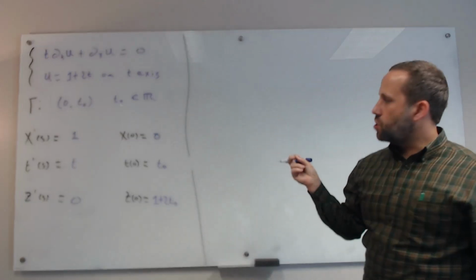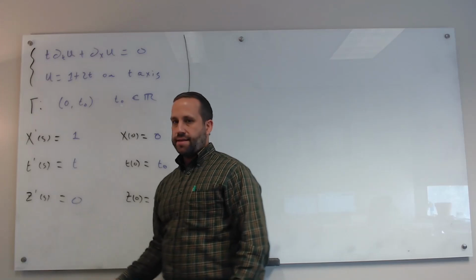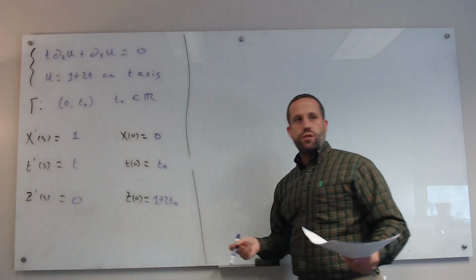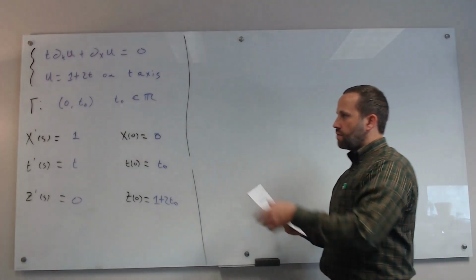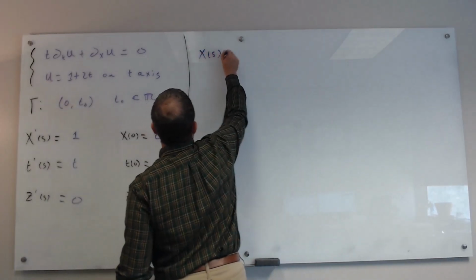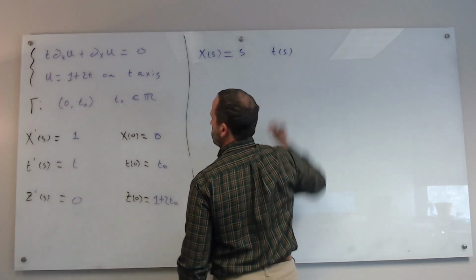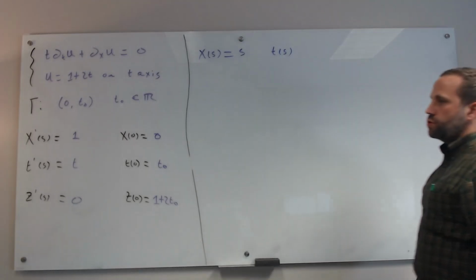Okay, again, we have a pretty simple system of equations. All of our systems so far have been decoupled, meaning we don't have x prime depending on t, or t prime depending on x. We'll get to cases where that's no longer going to be true, but not yet. So x of s is equal to s. Okay, so t of s, we have t prime is equal to t.